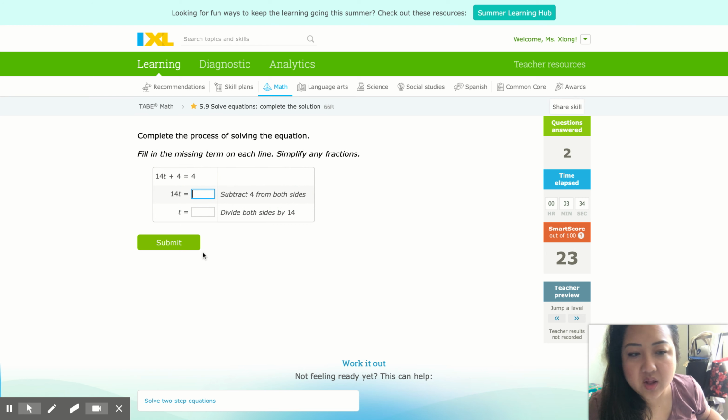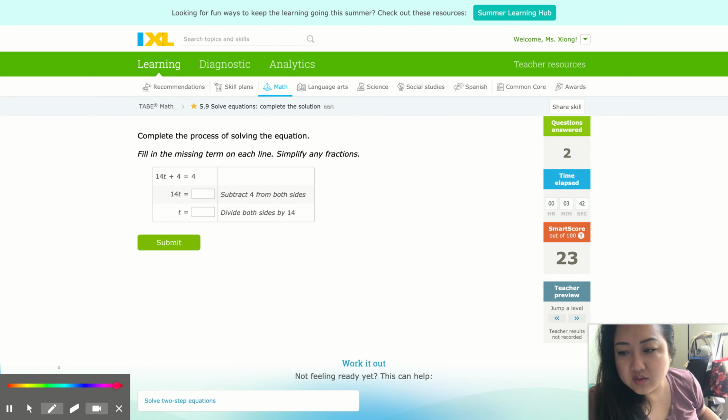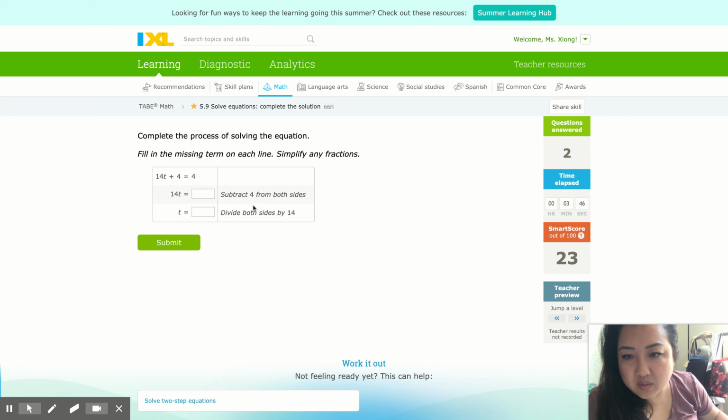And then you just keep following through. Basically, whatever it tells you to do, you just do that on both sides. So this time, I'm not going to write it out. I'm just going to go through it with you, all right? So they want us to subtract 4. So that means I'm going to have 14t on this side if I subtract 4, because it's going to cancel out. And then 4 minus 4 equals 0. After that, they want us to divide by 14. So then 0 divided by anything is just 0 again.